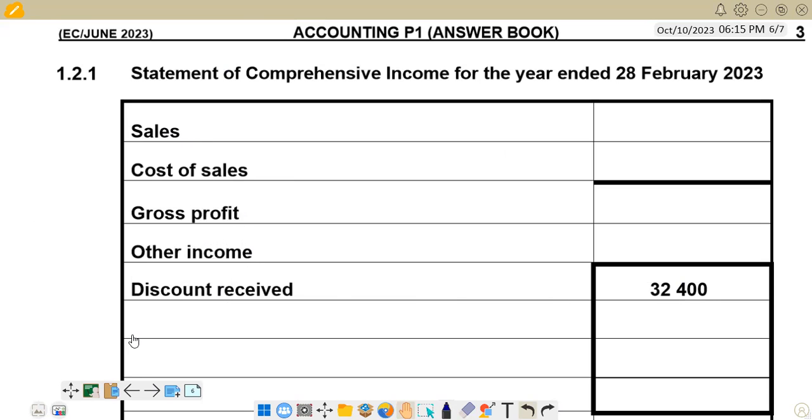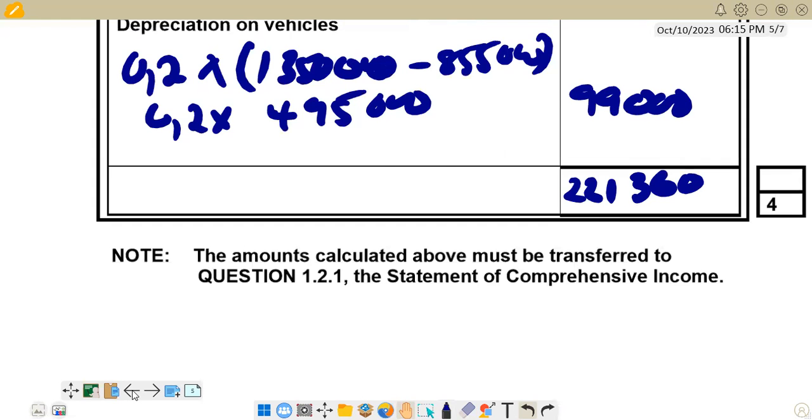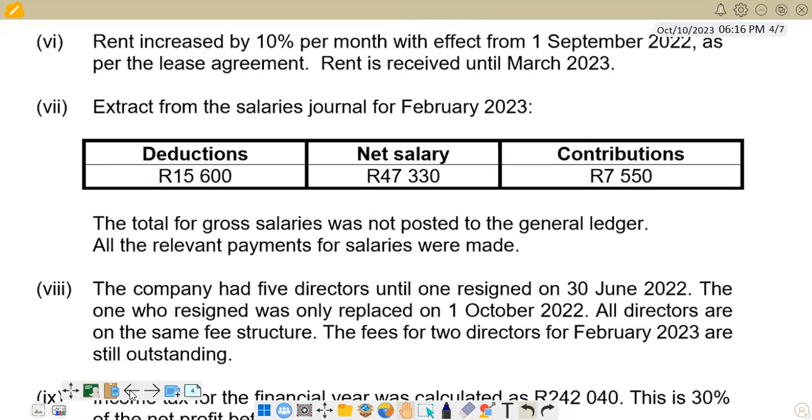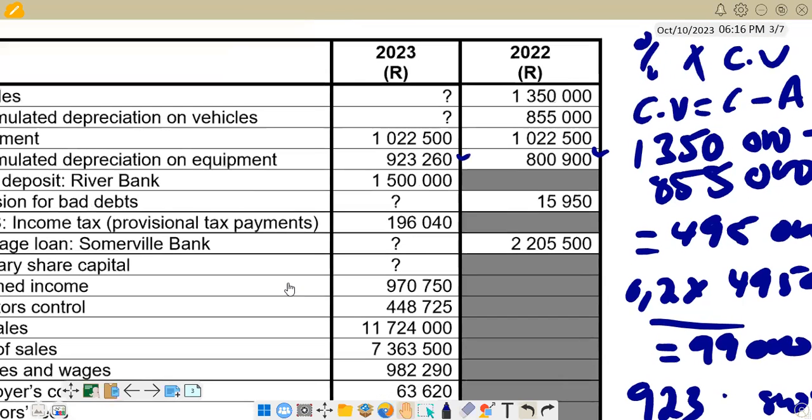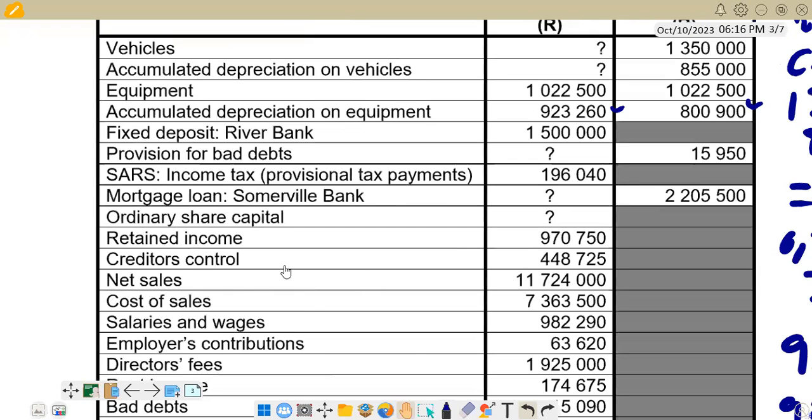What we are going to do is check the figure for sales that we are given in the list of balances. Then when we check that figure, we check the additional information for anything that is going to affect our sales. If there's anything, we have to adjust that. Here we are given the figure for net sales, which is 11,724,000. So that's the figure that we have. We check if you've got anything that is affecting sales. If you don't have, we put the 11,724,000.